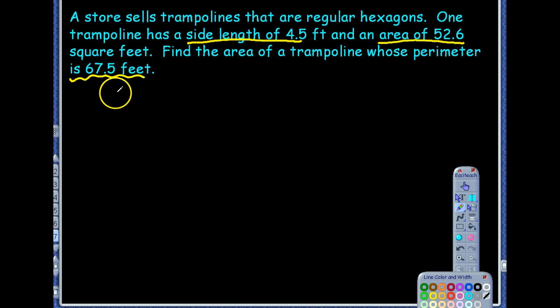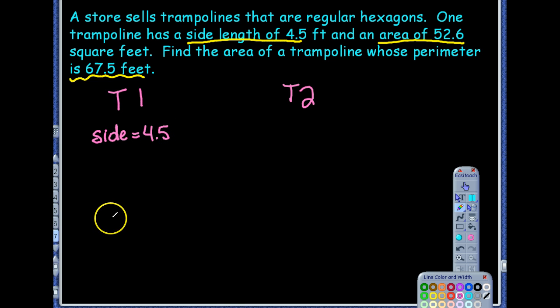Let's talk about them. Trampoline 1 and trampoline 2. I'm just going to compare so we know what pieces we have. What do you know about one trampoline that they tell us? The side length is 4.5 feet. Now, one thing to keep in mind is these are what kind of figures? They are regular hexagons. Sometimes that doesn't matter, but I just want to encourage you to think about that if we need it. We also know the area of that trampoline is 52.6.